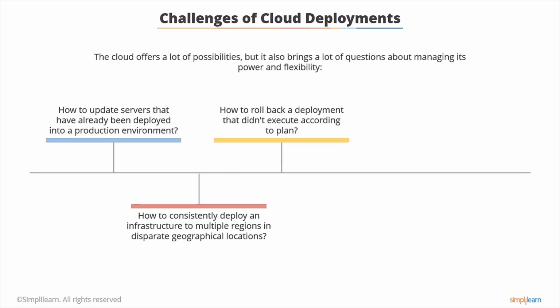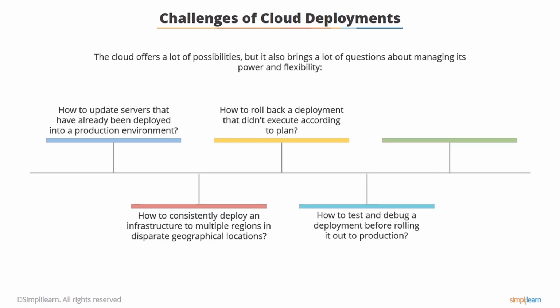In other words, how do you reclaim the resources that were already created? How do you test and debug a deployment before rolling it out to production? How do you manage dependencies, not only on systems and technologies, but on entire subsystems?